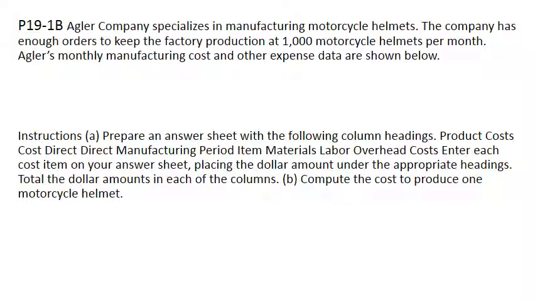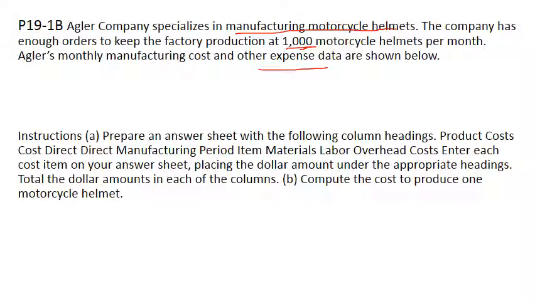Okay, this is an extra practice problem for Chapter 19. So we have a manufacturer specializing in motorcycle helmets. The company has enough orders to keep the factory production at 1,000 units per month. And we're going to have a bunch of expense data given.